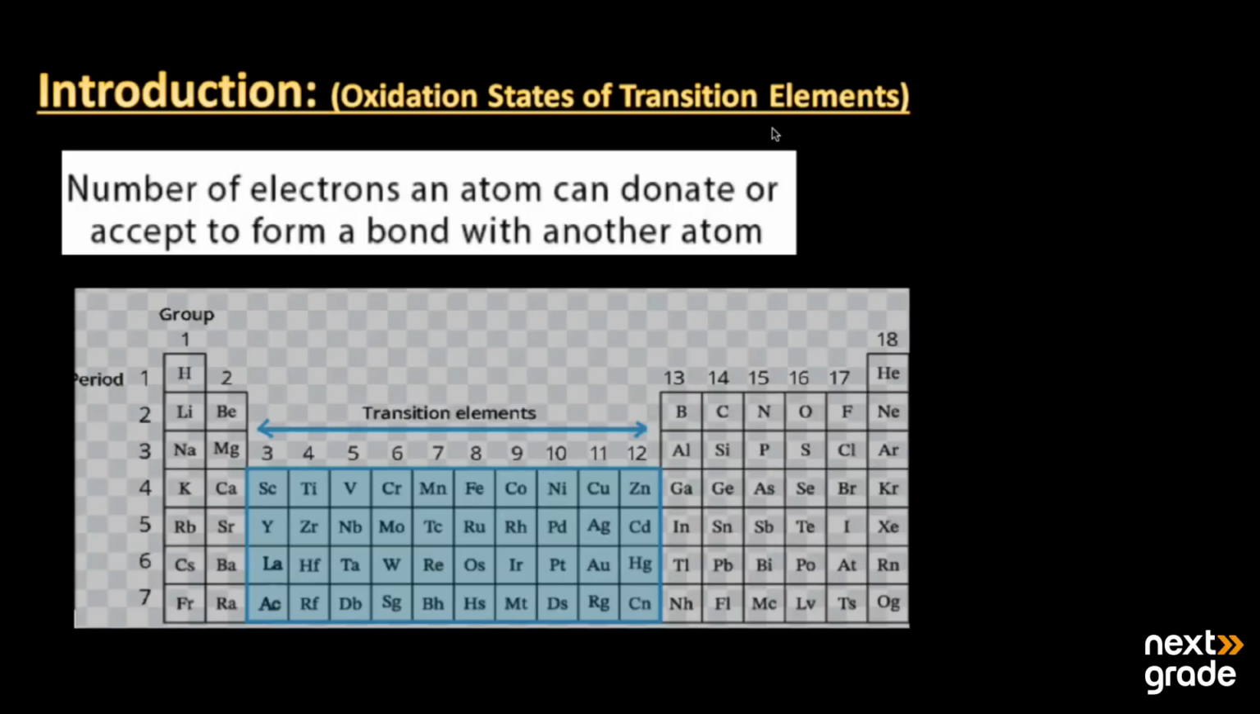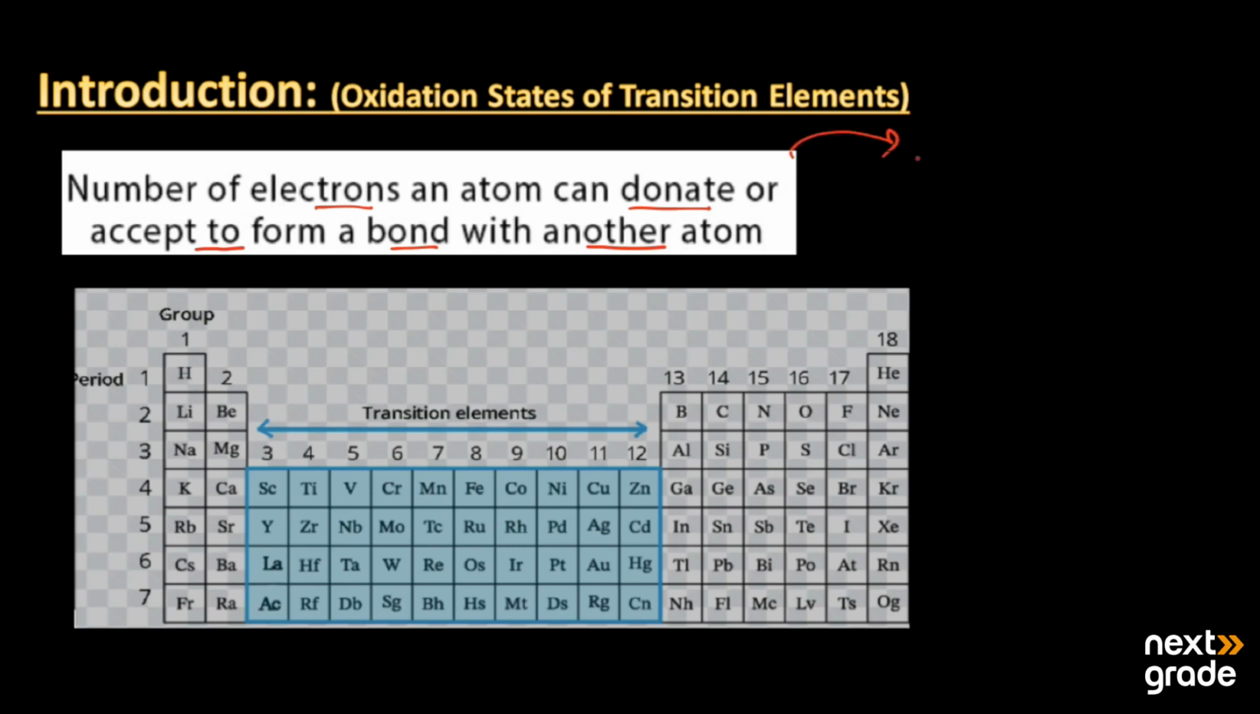So, the topic that we are going to discuss today is the oxidation state of transition elements. Basically, the oxidation state means the number of electrons that an atom can donate or accept from a bond formation with another atom. It is called its oxidation state.